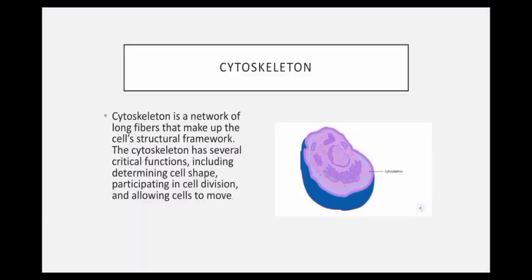The next part is the cytoskeleton. Cytoskeleton is a network of long fibers that make up the cell's structural framework. The cytoskeleton has several critical functions, including determining cell shape, participating in cell division, and allowing cells to move.